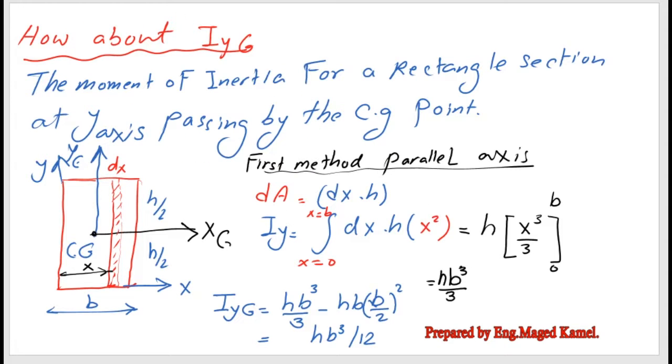Now our next step is how to estimate the moment of inertia about y for the CG. The moment of inertia for the rectangular section at y-axis passing by the CG, by the first method, which is parallel axis theory, we are going to introduce our strip. Again, we have the external two axes x and y, and we have xg and yg passing by the CG, which is apart by b over 2 and h over 2 above the corner.